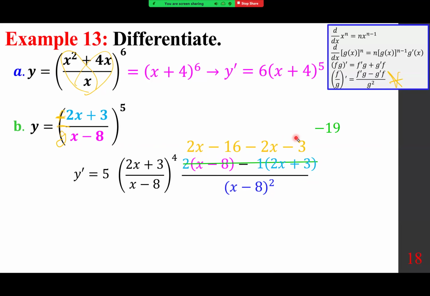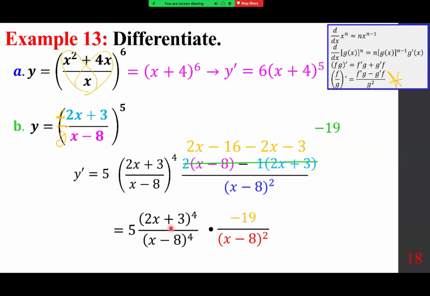So it's clear that this one and this one are at the bottom, this one and this one and this one are at the top. However, one may not recognize this one as (2x + 3)^4 over (x - 8)^4. That's why I'm going to write it in this format. And here's the last fraction.